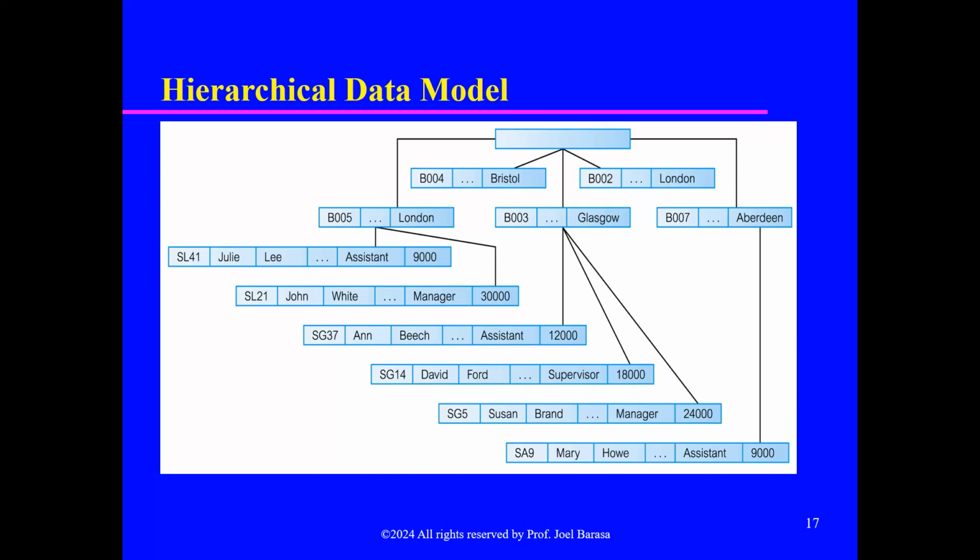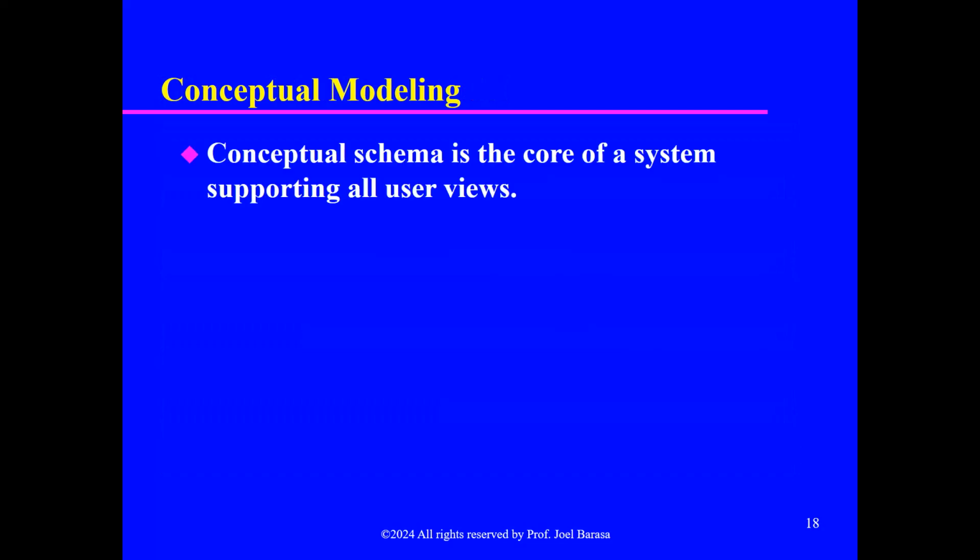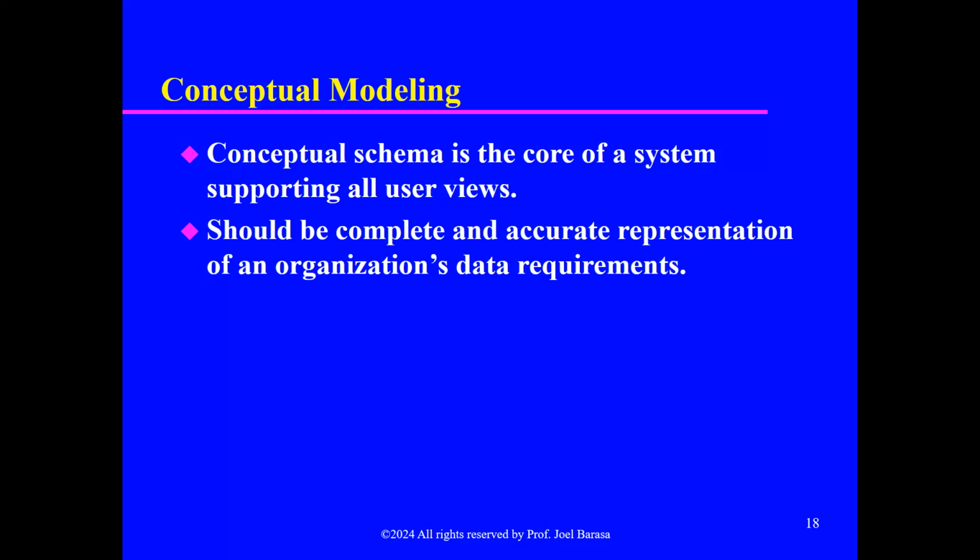So hierarchical, I finished explaining that. You can look at the conceptual models. So what is conceptual modeling? Since we started with the first level, which was external, what is conceptual modeling? When talking about conceptual modeling, you're talking about a conceptual schema, which is the core of the system supporting all the user views. So a conceptual model should be complete and it should accurately represent an organization's data requirements.